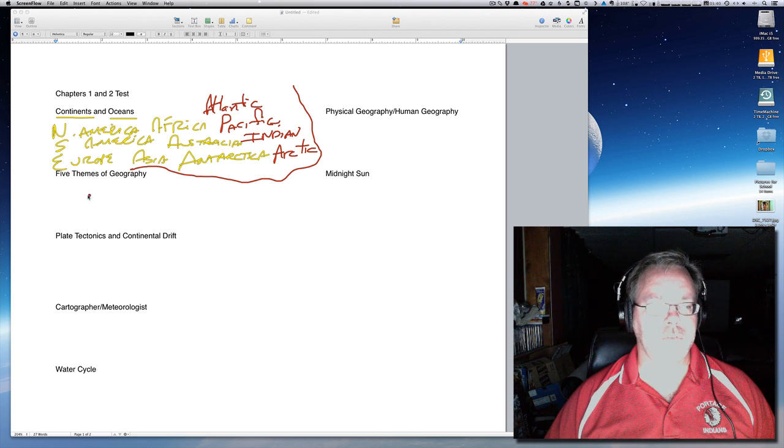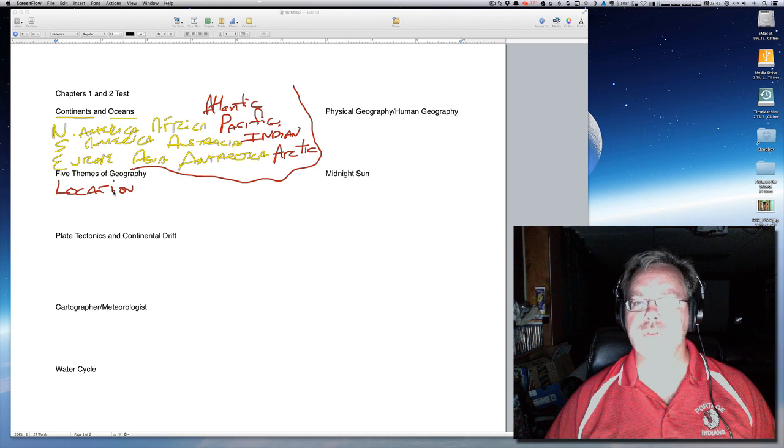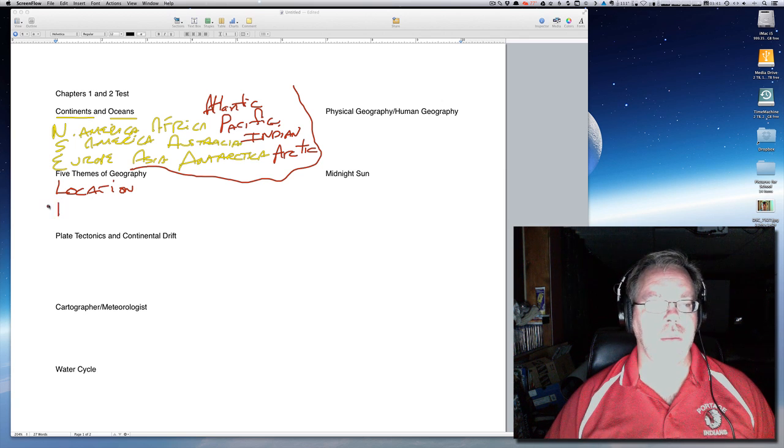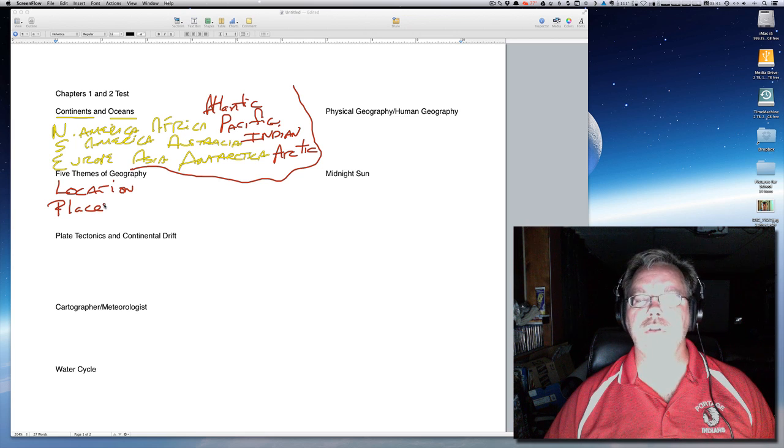5 themes of geography. The 5 themes of geography that we've talked about are location, which means exactly where something is at, like a street address, GPS coordinates. 2 streets that meet, like Willow Creek Road and Central Avenue. Those are examples of location. Place means what makes a certain location unique. When you describe it, like you describe the school building at Fagley, that would talk about its place.